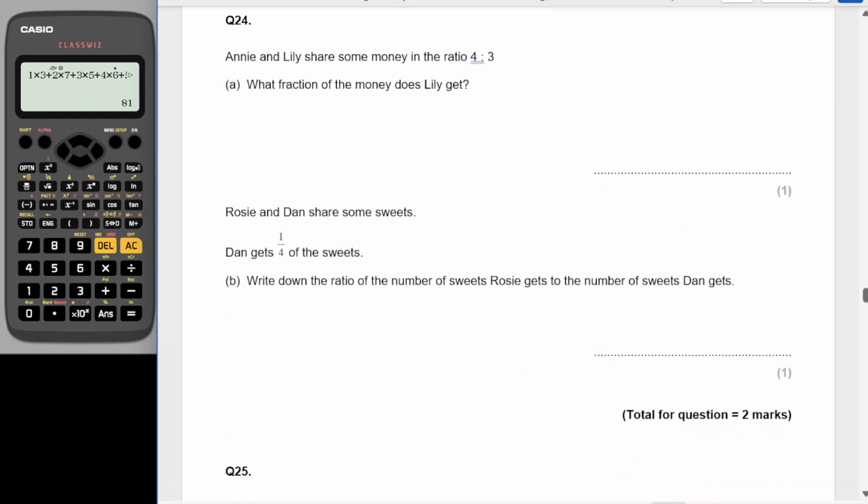Question 24. Annie and Lynn share some money in the ratio of 4 to 3. What fraction of the money does Lynn get? So we've got A to L. We've got a total of 7 parts. So Lynn gets 3/7 of the money.